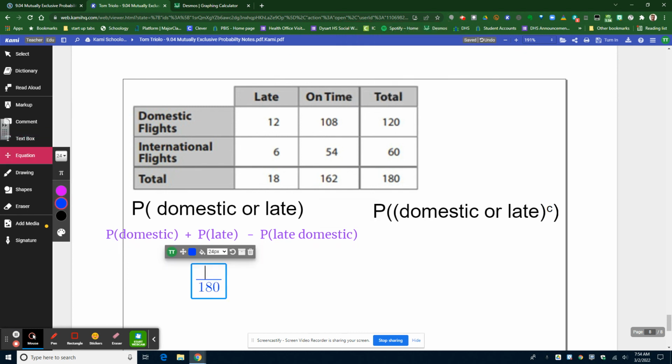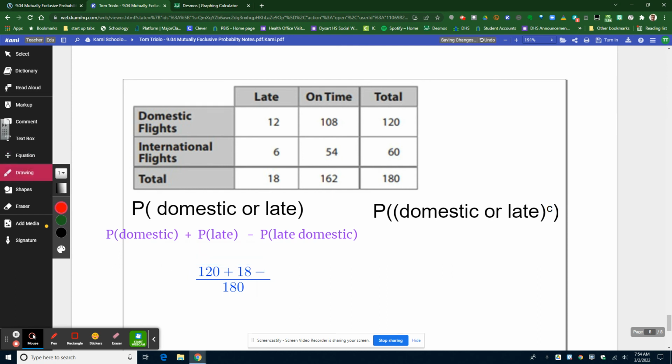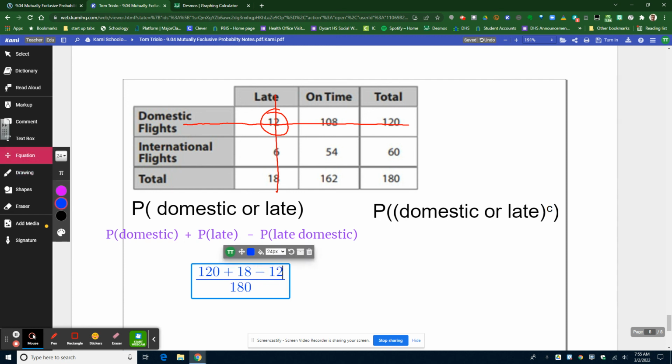Okay. It's not as big as JFK or some places back east, but still, or LAX. So how many? Domestic is 120. We have late flights 18. And then the late domestic flights, all you do, this is really simple. You go this way, you go this way, and where they cross is the number that you are looking for. So in this case, 12. Because we've already counted those 12 as part of the late flights or domestic flights. So if you simplify that, you get 7/10 of your flights. Okay.